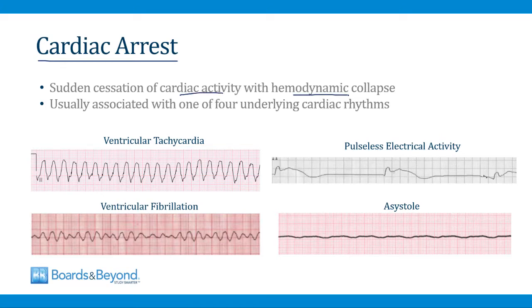And usually when people have a cardiac arrest, it's because they have developed one of four underlying cardiac rhythms, and I've shown all four of these on the screen here. First one is ventricular tachycardia, second one is ventricular fibrillation, third one is called pulseless electrical activity, or PEA. This means that QRS complexes are being generated, but there is no pulse. That's why it's called pulseless. And then the final one is called asystole.